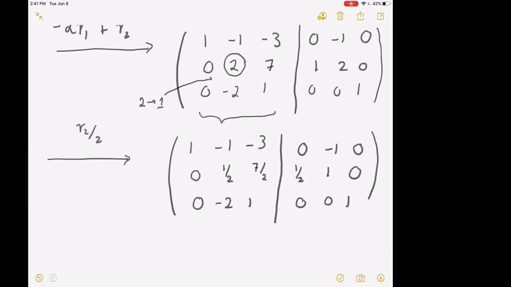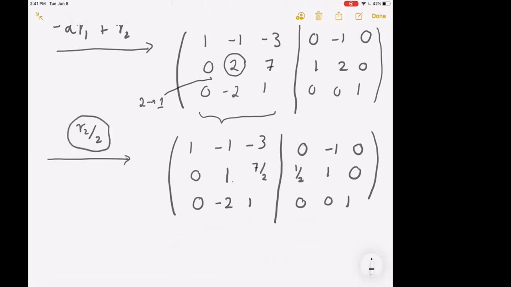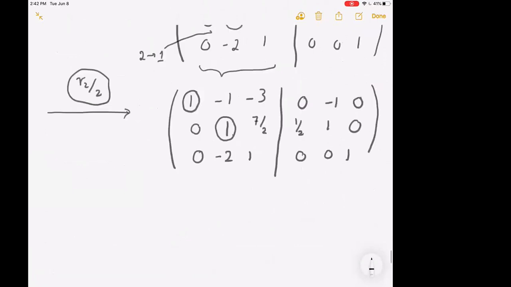Okay. And I said I can make a mistake, and I just did. That's 1. Okay. So I take row 2 and divide by 2. 2 divided by 2 is 1, 7 halves, 1 half, and then 1. So I'm on my way to getting the identity matrix.